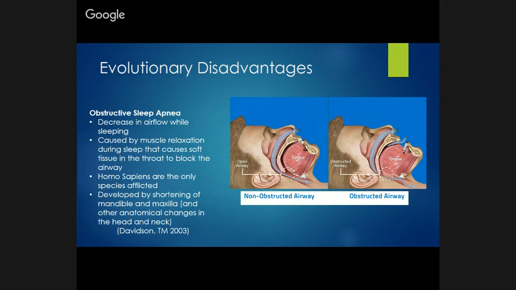And obstructive sleep apnea has partly developed because of the shortening of the mandible as well as the maxilla, or the upper jaw, as well as other anatomical changes that have occurred throughout the head and neck.